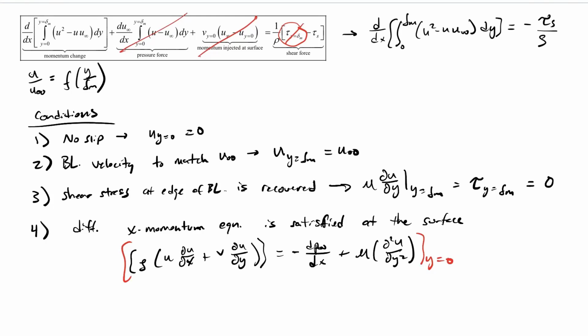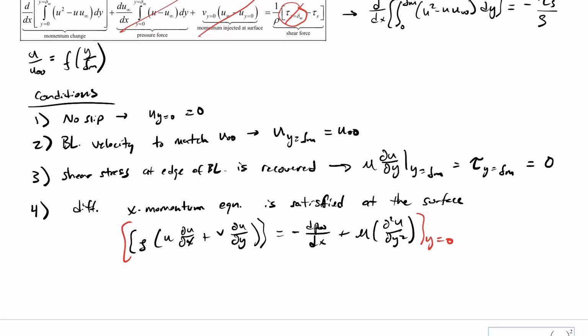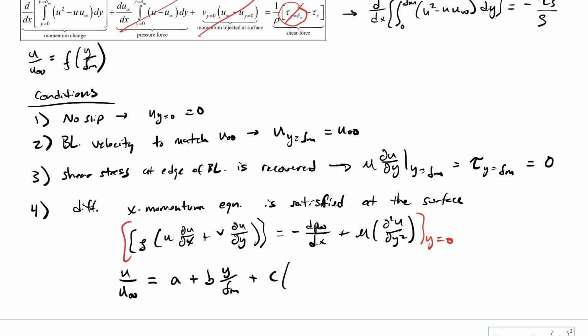All right, so in order to accommodate all these things, I need an equation that can do that. So I have 1, 2, 3, 4 requirements. Actually, what this ends up being is you can do kind of one requirement minus the number of coefficients. So let's assume our function then is the following: some unknown a, plus some unknown b times y over delta m, plus some unknown c times y over delta m, that quantity squared. So let's assume that this is our velocity profile.